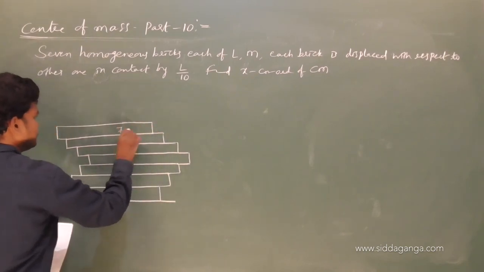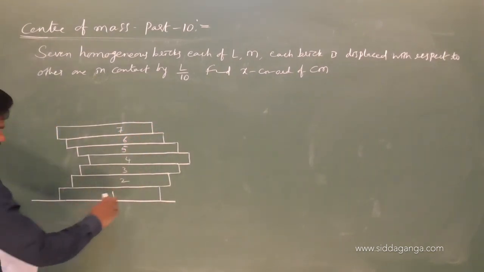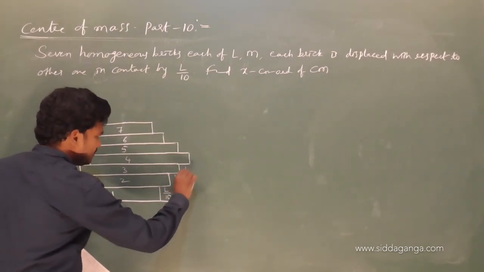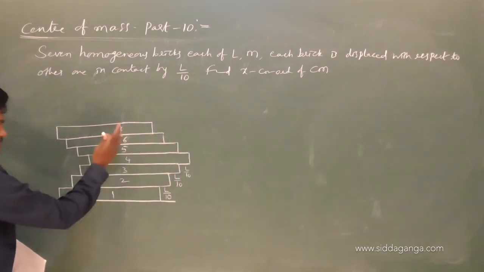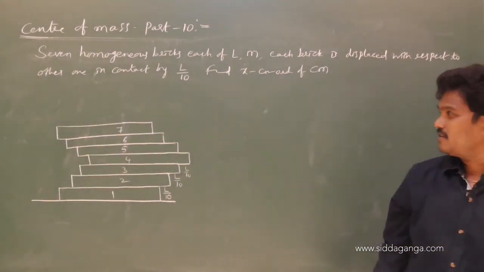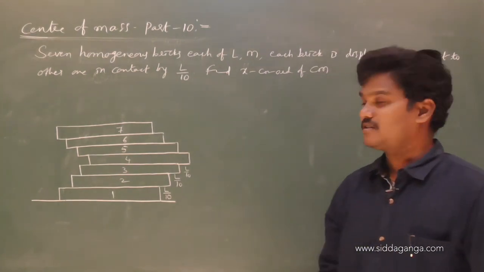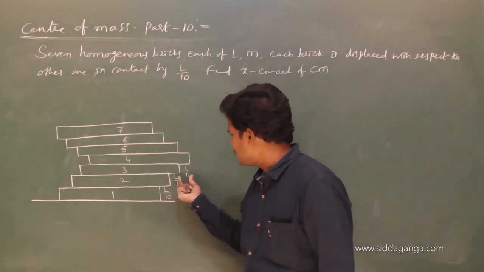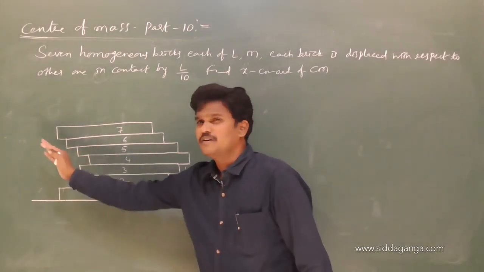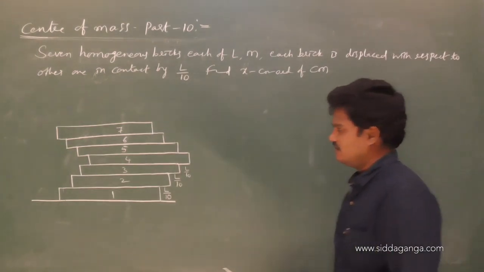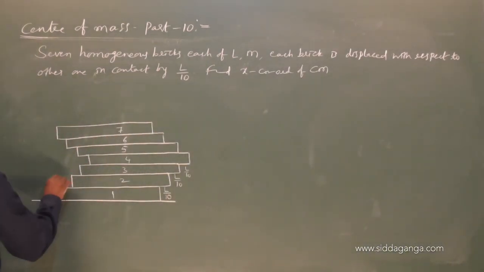Yeah, 7. See the diagram. Each one extends by how much? L by 10, L by 10, L by 10. And the next one shifts back, L by 10. Draw the correct diagram, take some time and draw it, otherwise take a screenshot. So each extends by L by 10, L by 10, L by 10. Next shift by L by 10, L by 10, L by 10. The target is to find the x coordinate of the center of mass from this point.